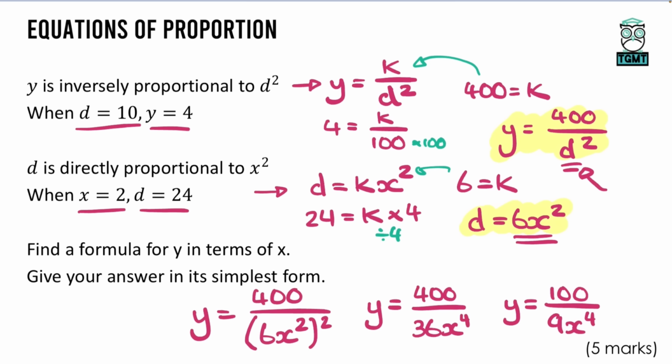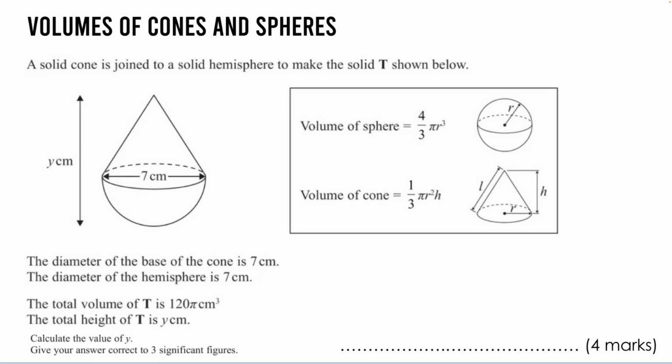If there were x's on the top and bottom, potentially we could have to cancel off some x's, but that doesn't tend to happen in these types of formulas because k tends to be a number. But if a letter had been put in here instead, you might have to cancel off some x's or another letter top and bottom as well. But there we go, there is our final answer. y equals 100 over 9x to the power of 4, and that is inverse and direct proportion.